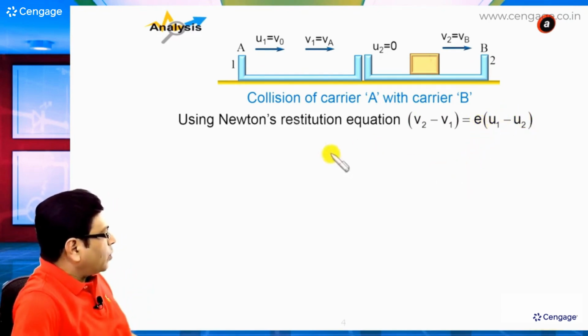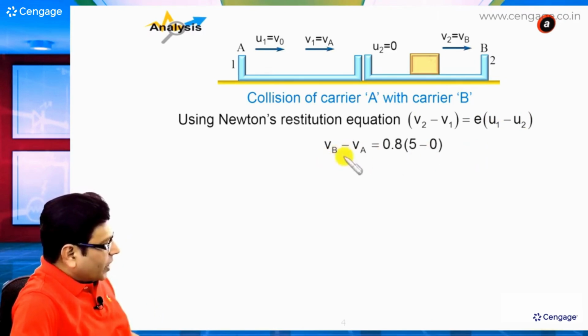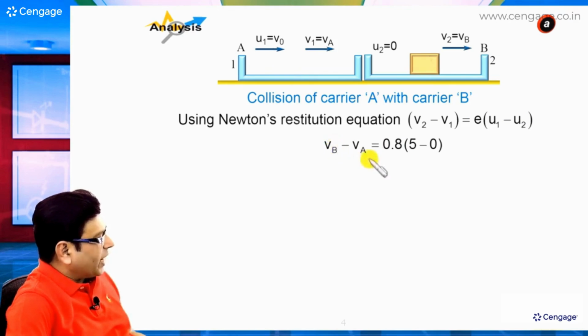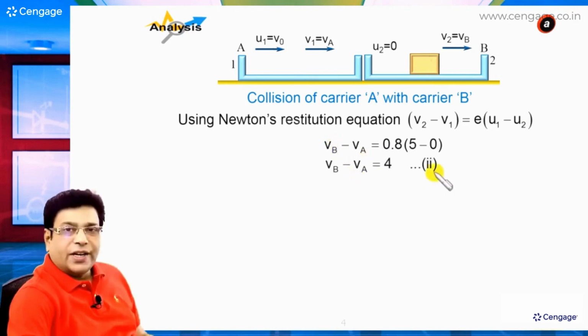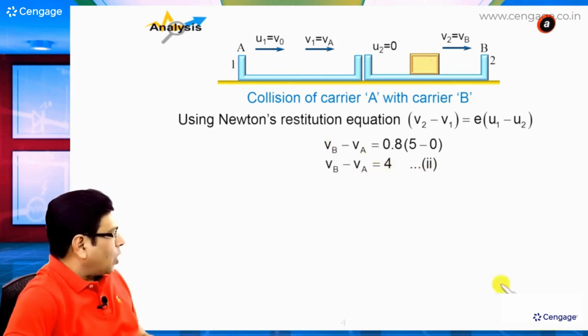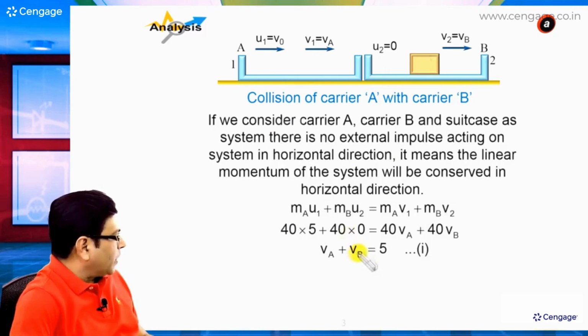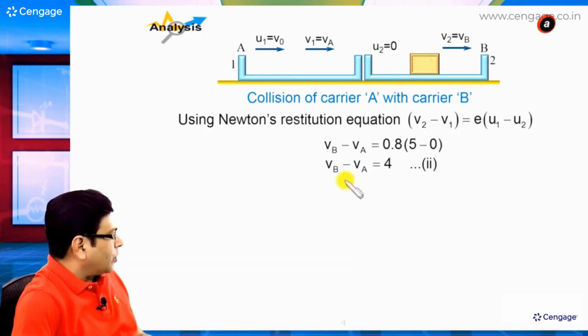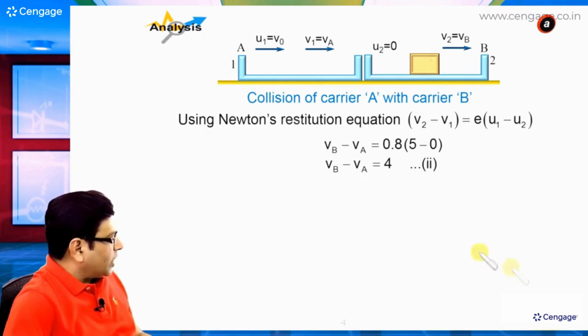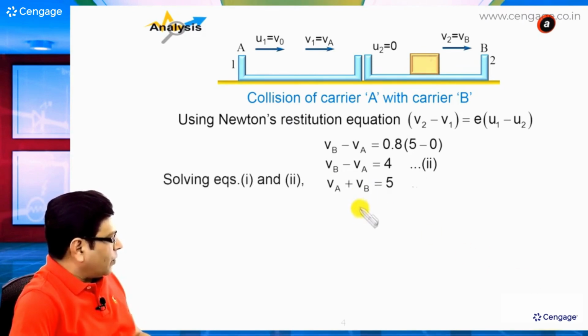So let us substitute these values. We can observe here we are again getting one more linear equation in terms of VA and VB, right? This is the second equation. So let us solve equation number 1 and equation number 2. Let us write equation number 1 here. So this is the equation number 1.